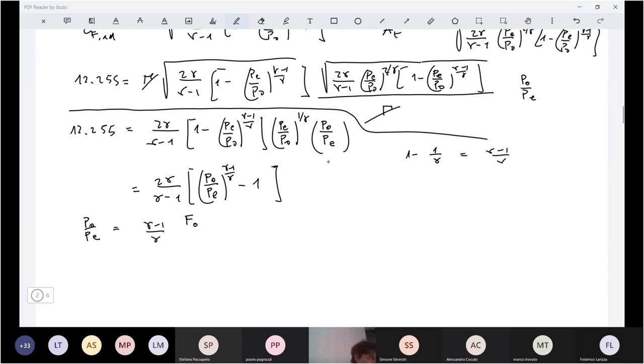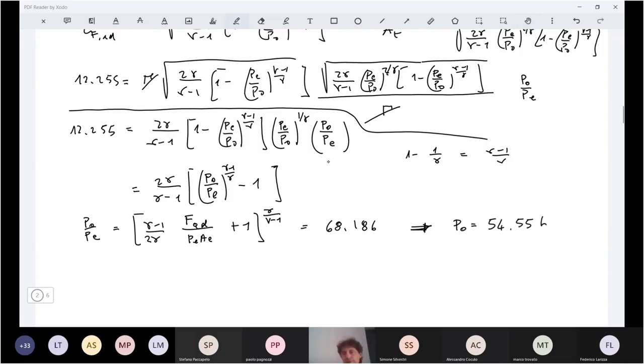And this is our adapted condition: P_E over P_0 plus 1, all to the power gamma over gamma minus 1. And this results to be 68.186. Given the value of P, our total pressure is 54.55 bar.